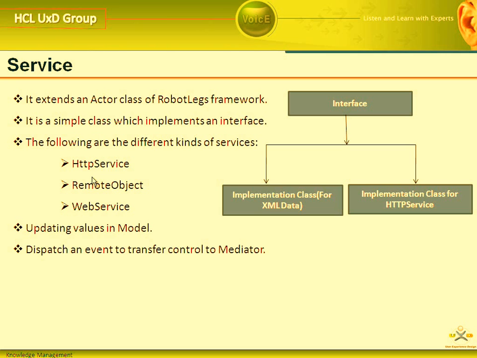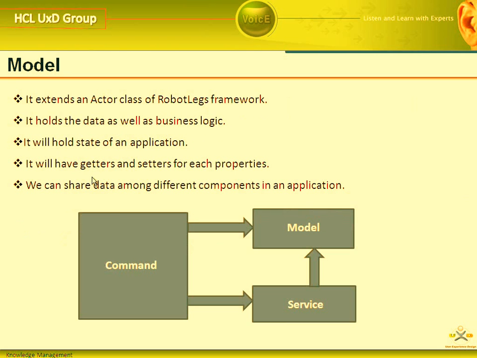Apart from the diagram, there is an interface and there are two implementation classes. The first implementation class just gets XML data, that's local XML data. But the second implementation class calls an HTTP service to get the data from the backend. It's all about a service.